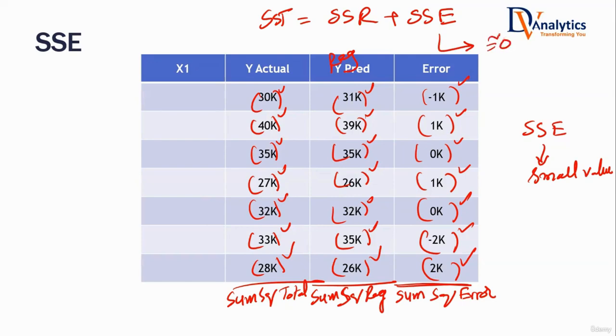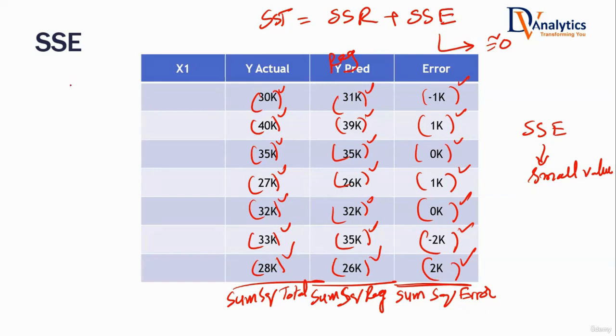For an absolutely perfect model, what will be the sum of squares of error? Zero. That will be zero, isn't it? But for an absolutely perfect model, an error of zero may not always be possible. So sum of squares of error has to be near to zero.